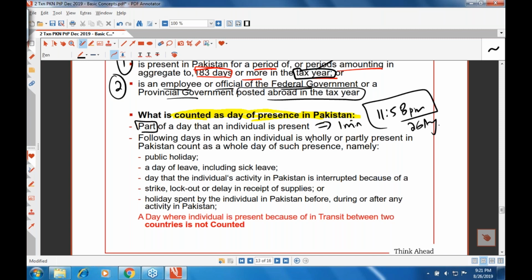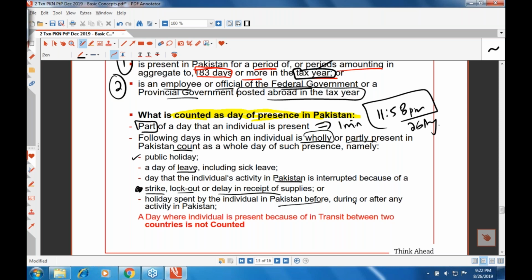That's number 1 point. Now what's the number 2 point? Number 2 point is that the following days are also counted where an individual is wholly or partly present in Pakistan. A day of public holiday: you are present in Pakistan on 14th of August, or on an Eid day. All of them are going to be considered as a day of presence in Pakistan. A day of leave: you come to Pakistan, you fall sick in the hospital, you'll be considered as being in Pakistan. You obtain leave, you'll be considered as being in Pakistan. A day that the individual's activity in Pakistan is interrupted because of a strike, lockout, or delay in receipt of supplies, etc. Although you are not able to work because of the circumstances, you'll still be considered as present in Pakistan.